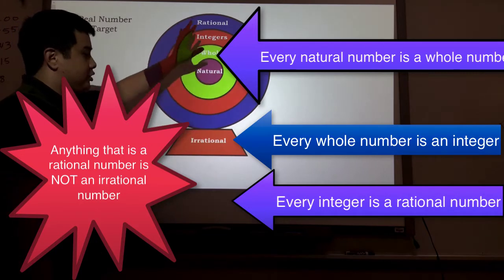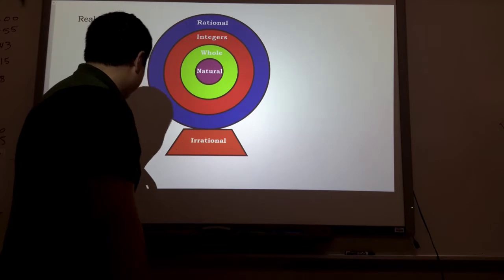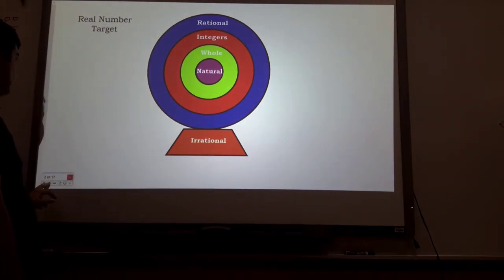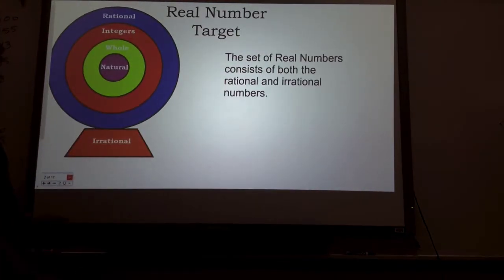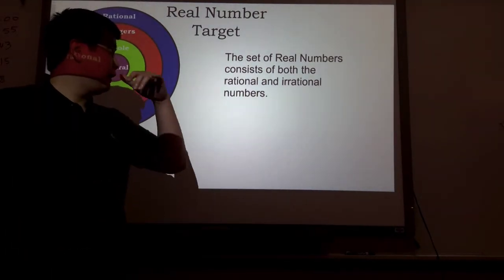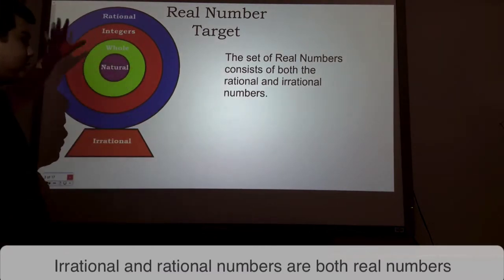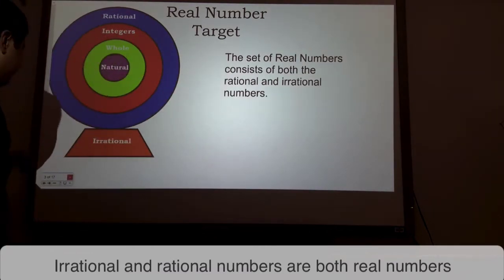So if you are a rational number, you cannot be an irrational number, and we'll go into those definitions right now. So the real numbers are rational and irrational numbers, as displayed right here. Okay? All of this are called real numbers.